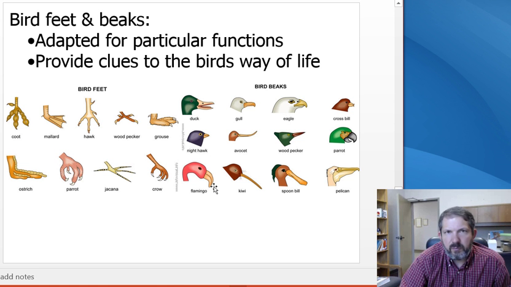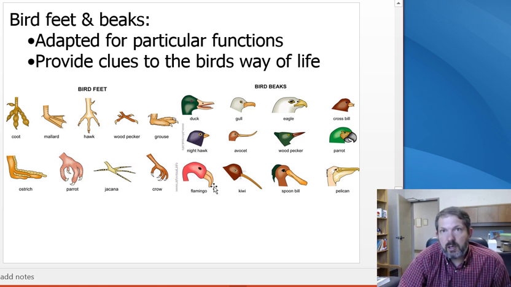But look at the variety of bird feet, variety of bird beaks, and how they fit different environments. Now, notice there is not a one-size-fits-all. There is not a perfect solution. Evolution does not give perfect solutions. There are things that work better for particular environments, for particular feeding habits.